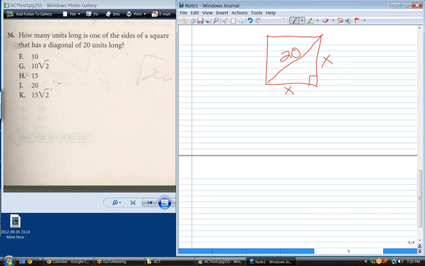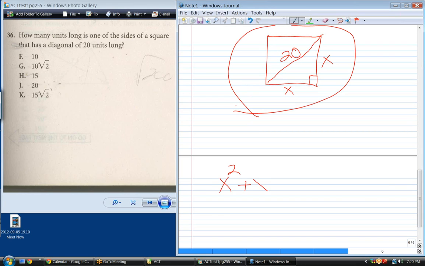So we know that both legs have to be the same since it's a square. Right. That's why I've labeled them x and x. Okay. We still have to solve for x though. What kind of an equation can I write now based on this? x squared plus x squared equals 20 squared.